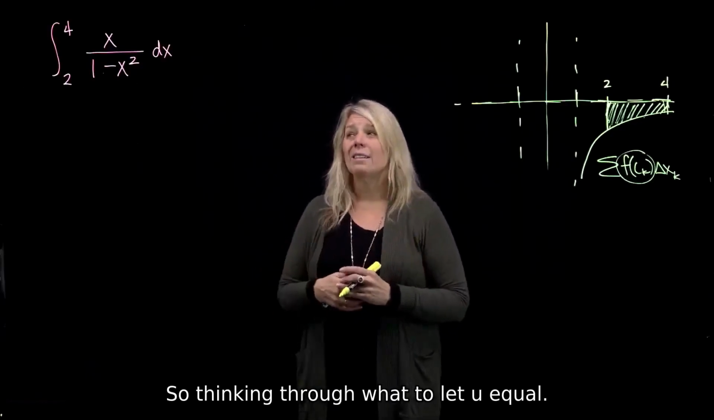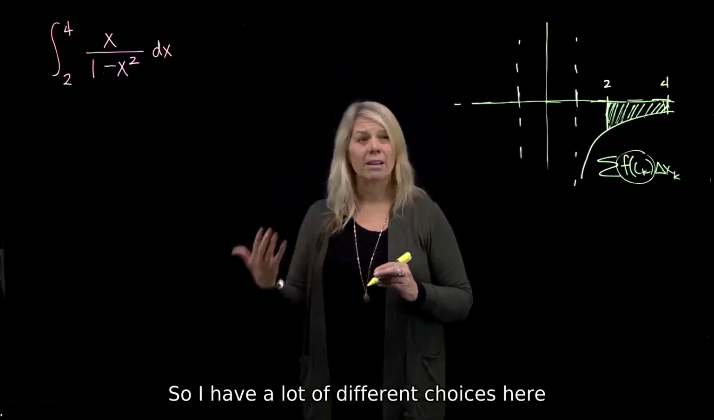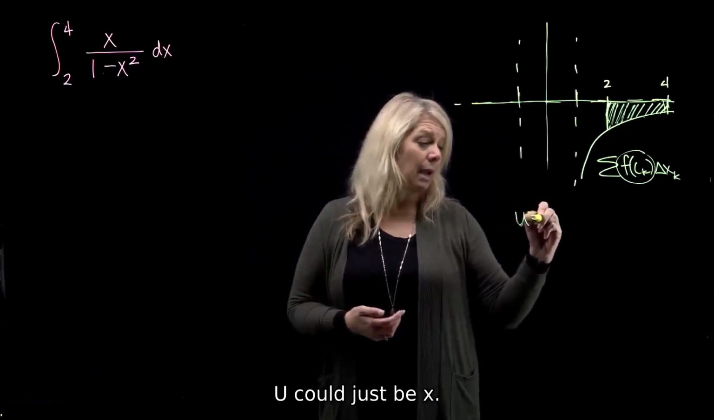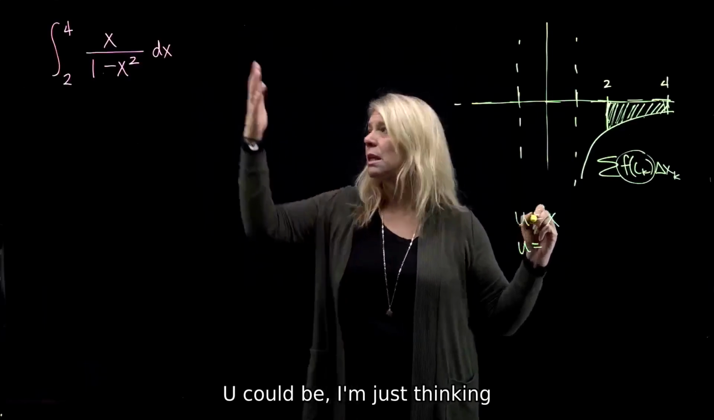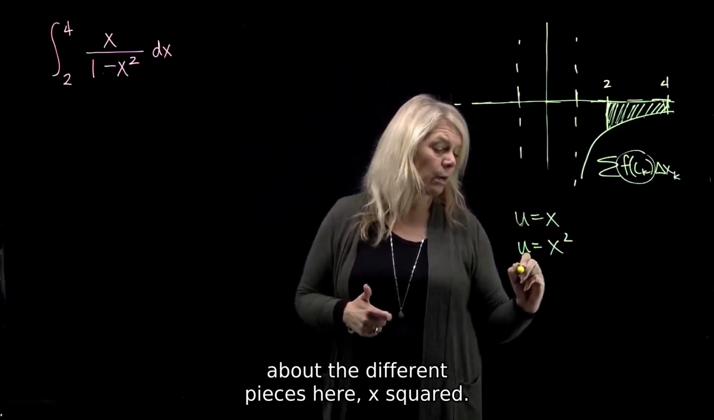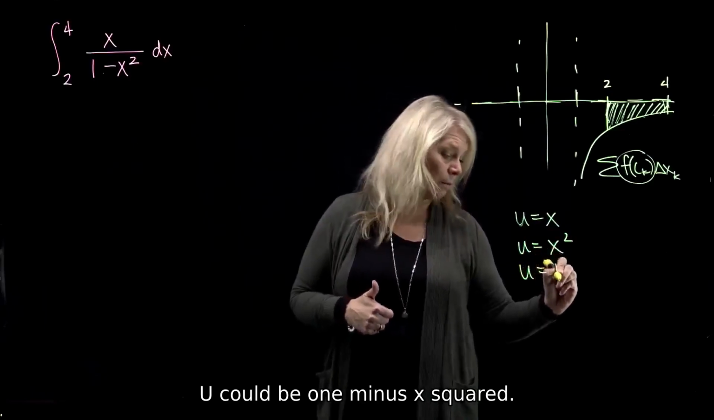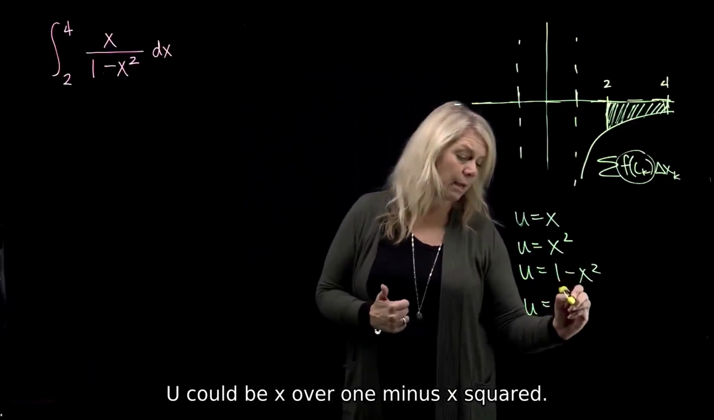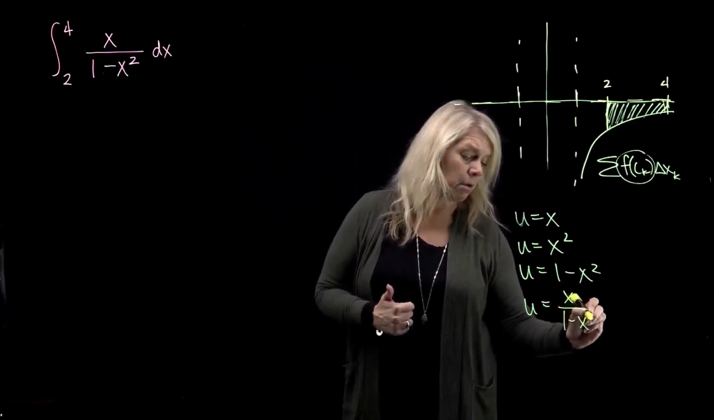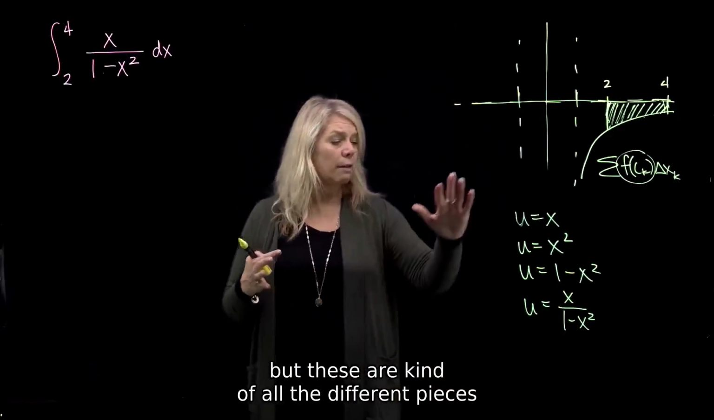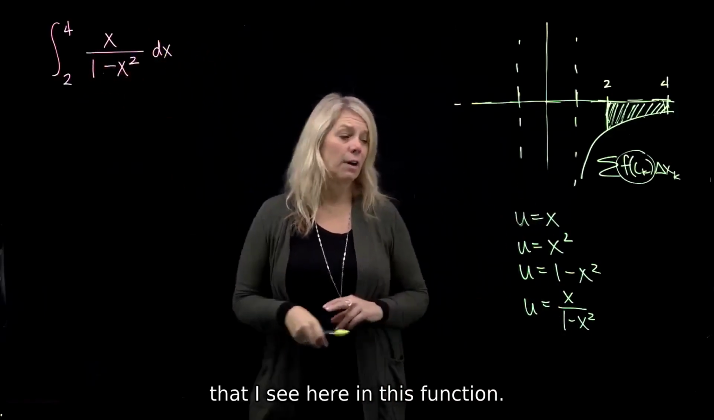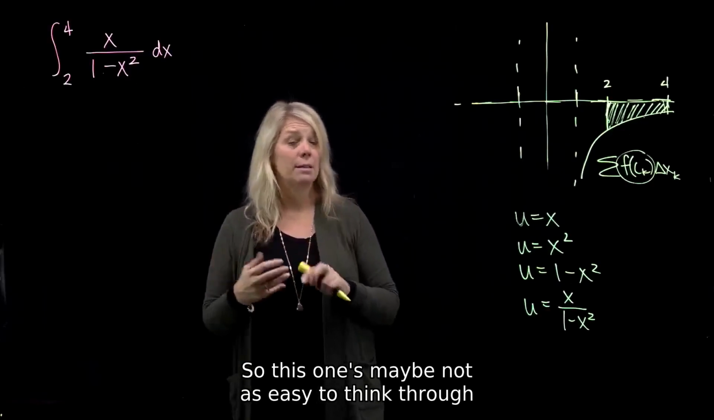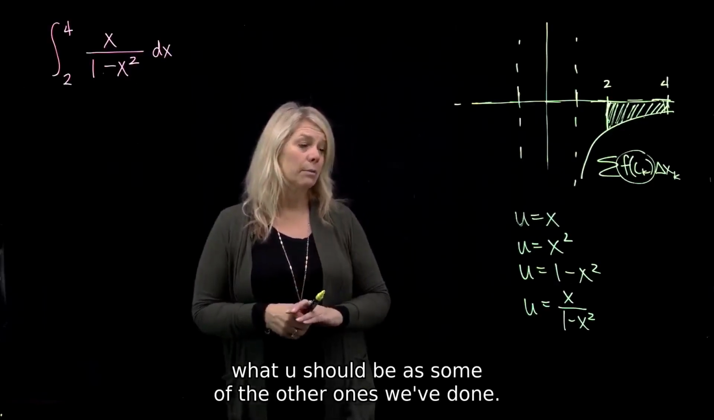So thinking through what to let u equal, I have a lot of different choices here. u could just be x. u could be x squared. u could be 1 minus x squared. u could be x over 1 minus x squared. There are probably some other things you might think through, but these are all the different pieces that I see here in this function. I don't obviously have a function inside another function here, so this one's maybe not as easy to think through as some of the other ones we've done.